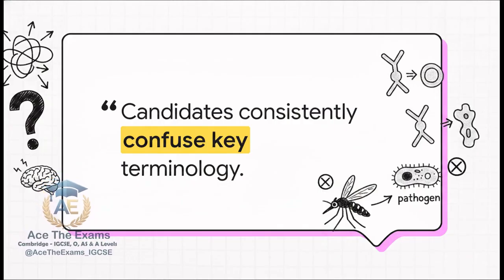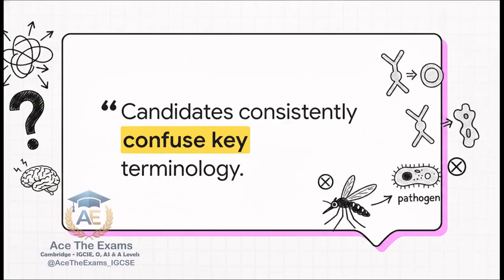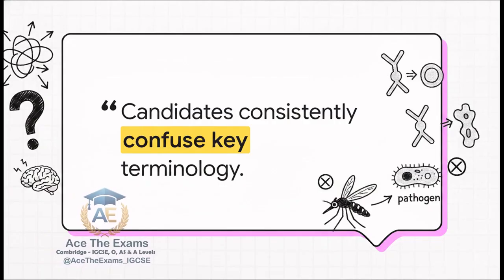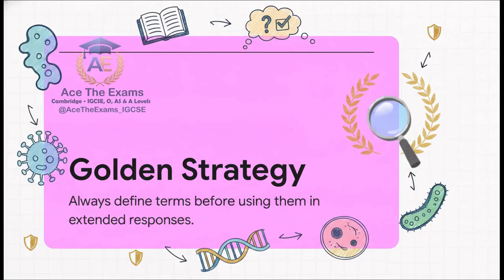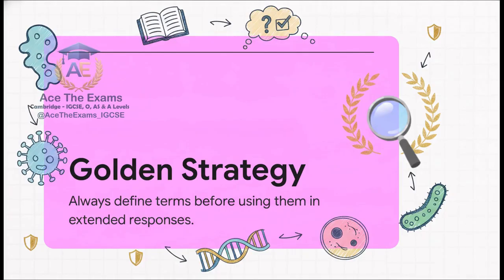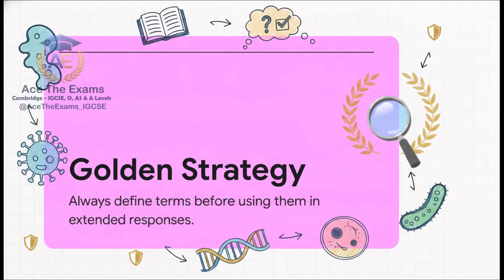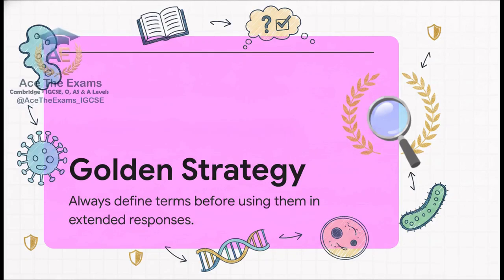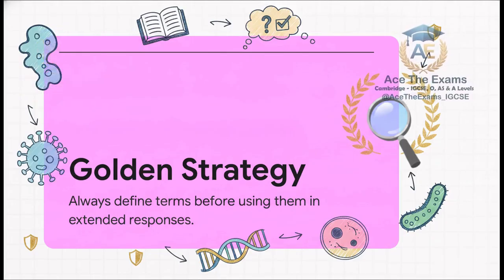You could have executed that perfect sequence in your head, but if your hand accidentally writes antibody instead of antigen, or you mix up the vector with the pathogen itself in a life cycle question, the examiner literally has to penalize you. So, what's the immediate fix? It's our golden strategy. Always, always define your terms right at the start of your extended answer. Whenever you introduce a critical biological concept about pathogens or transmission, just give it a brief definition. This instantly signals to the examiner that you have total mastery over the theoretical architecture of the syllabus, and it completely protects you from falling into that terminology trap.